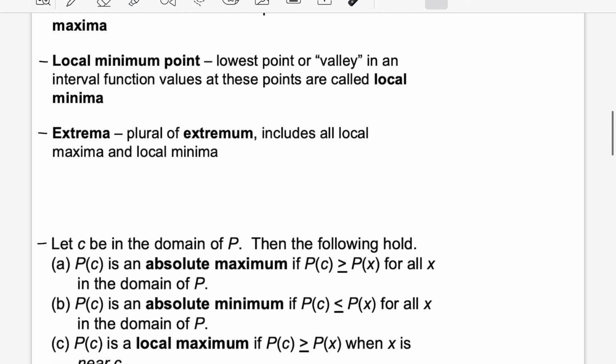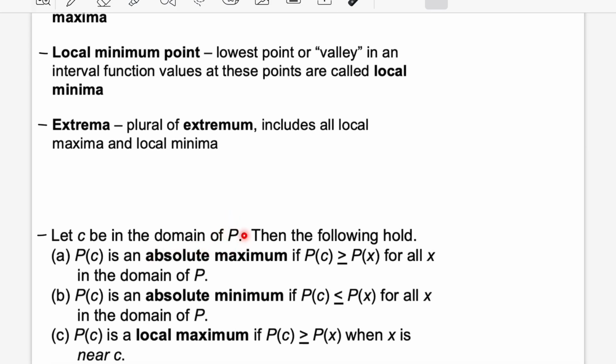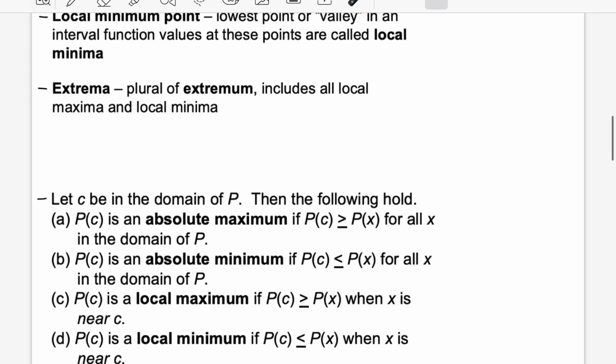So let's let C be in the domain of some function P. Then the following holds here. So P of C is going to be an absolute maximum value if P of C is greater than P of X for all X values in the domain of P. Similarly, P of C is going to be an absolute minimum if P of C is less than P of X for all X values in the domain.